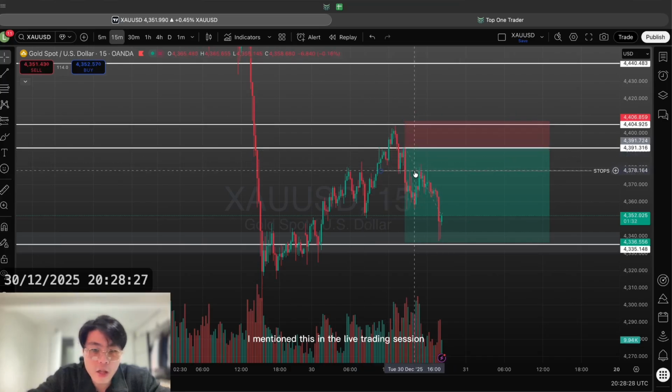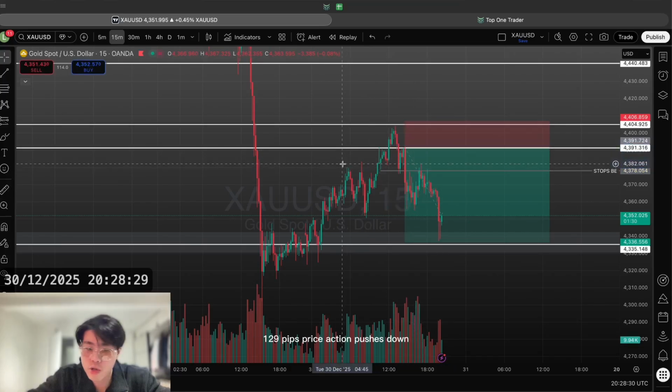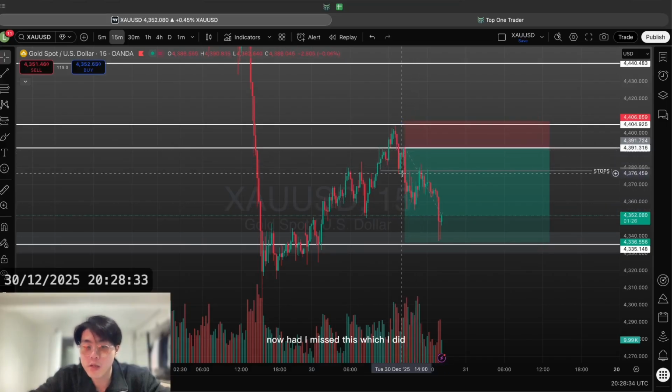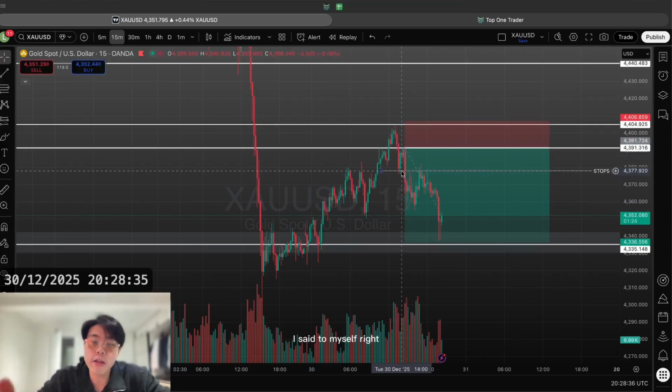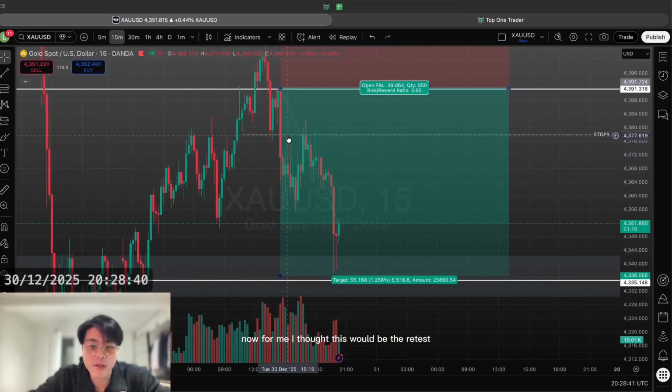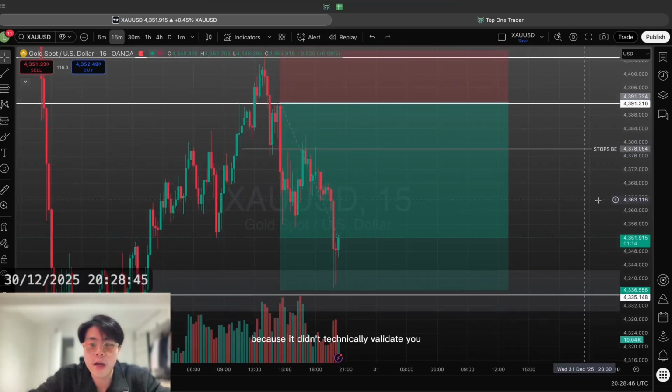I mentioned this in the live trading session. 129 pips. Price action pushes down. Now, had I missed this, which I did, I said to myself, right, that's fine. We'll look for a re-entry model. Now, for me, I thought this would be the retest. You didn't quite get the wick because it didn't technically validate you. And I thought that was it.